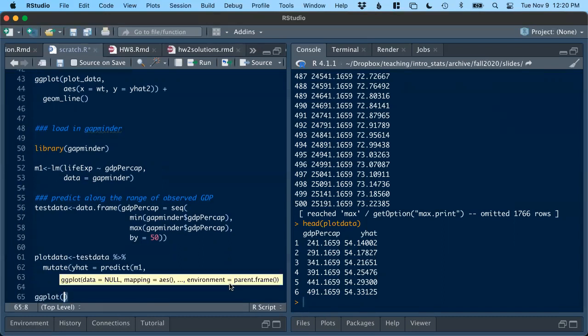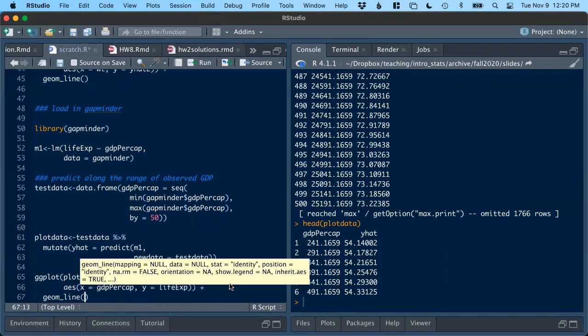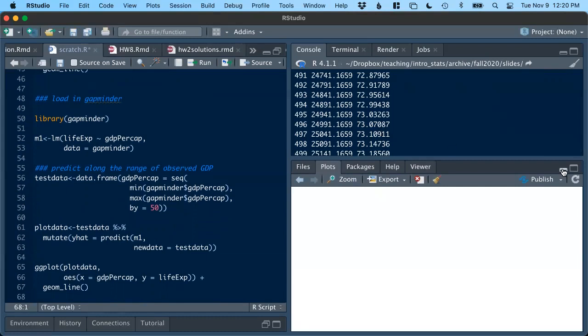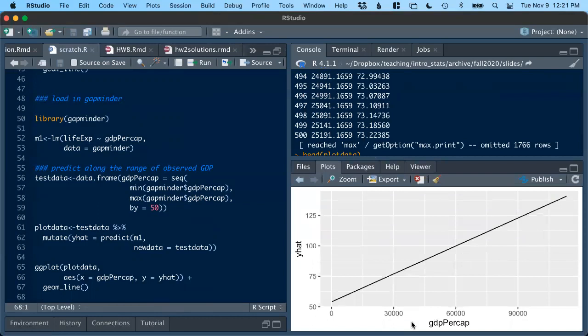Is this a big or small relationship? Difficult to say right now. We can't tell from the coefficients alone without thinking about the scale of measurements of our variables, right? So X equals GDP per cap, Y equals life expectancy. Let's do a geom line. Let's look at it. What's wrong? Oh, right. Y hat. Okay, now there's our model.